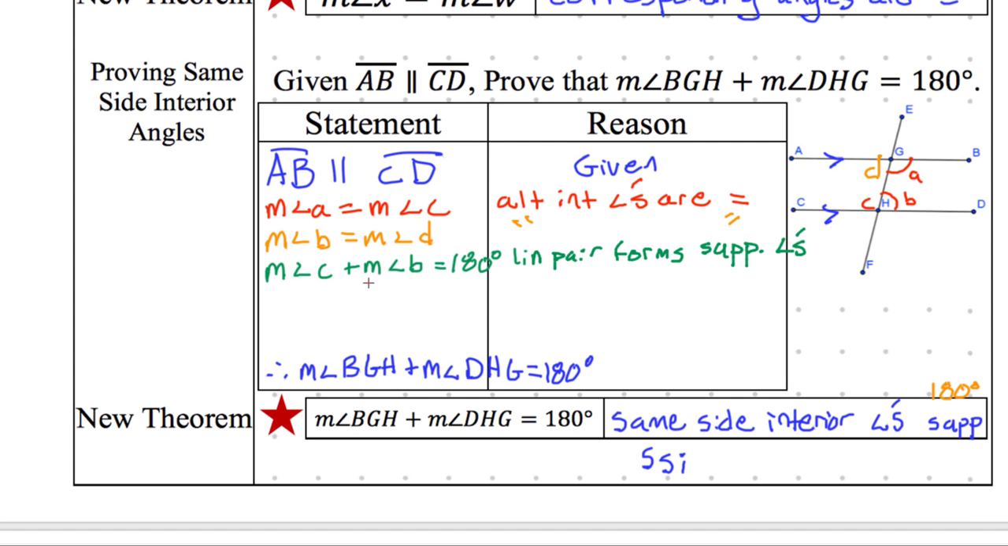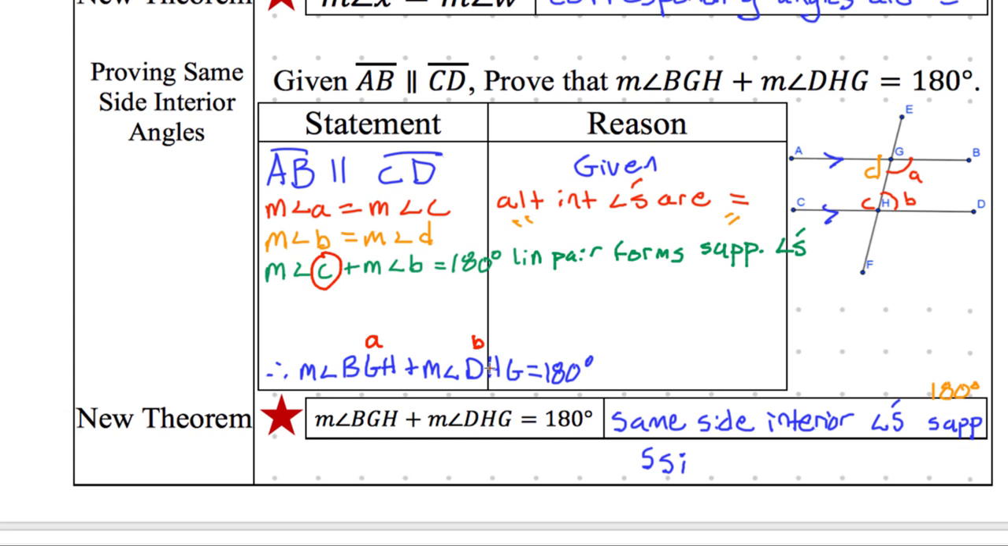So let's look at this. We're trying to somehow transform this, BGH, we'll call BGHA. So let's go ahead and write A above this. This is A, and DHG is B. We somehow need to say A plus B equals 180. Well, I have something equal to 180. C plus B equals 180. Can I somehow switch out this C and B to an A and B? Can I somehow substitute this for an A? If I have that, then I'm done.